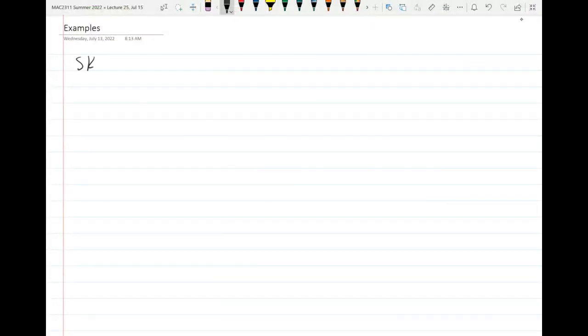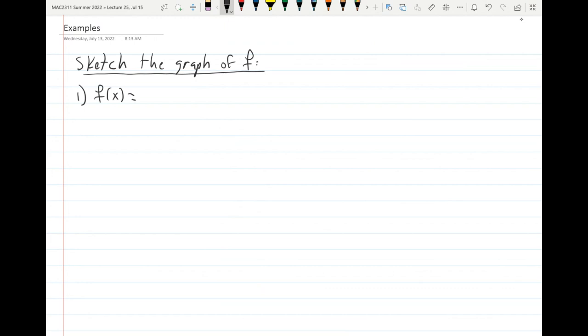So sketch the graph of the function. Okay, and let's see. Let's first start with actually something interesting. Let's start with 2 times x to the 5 over 3 minus 5 times x to the 4 over 3.